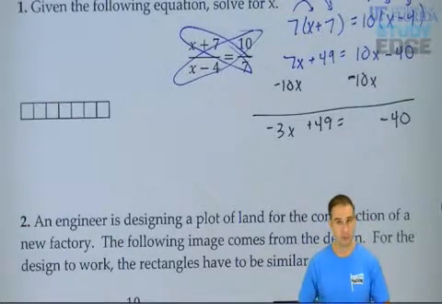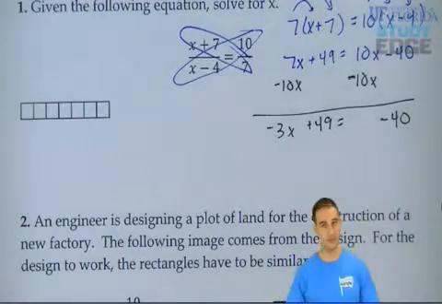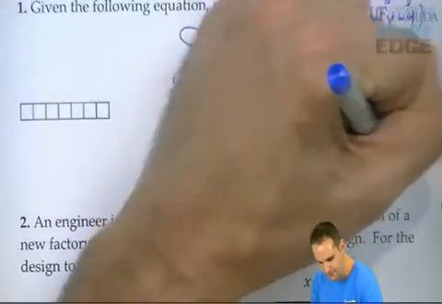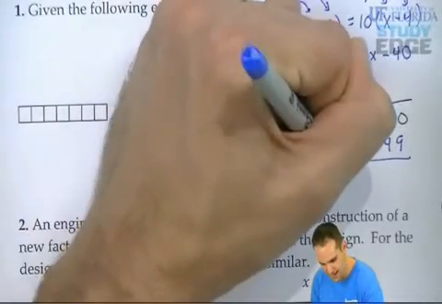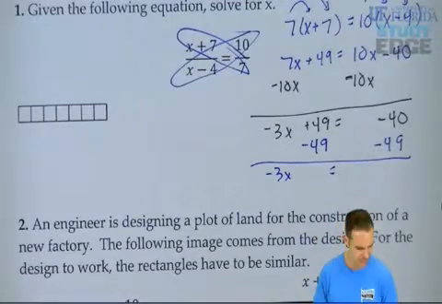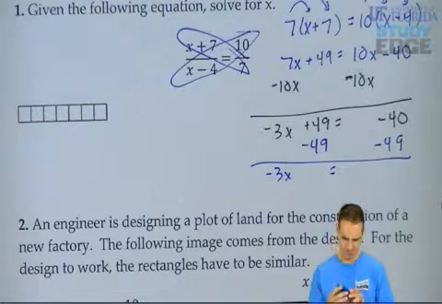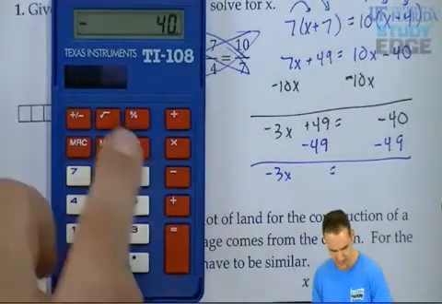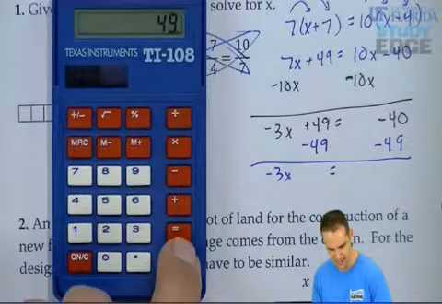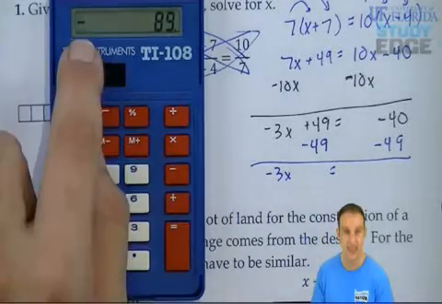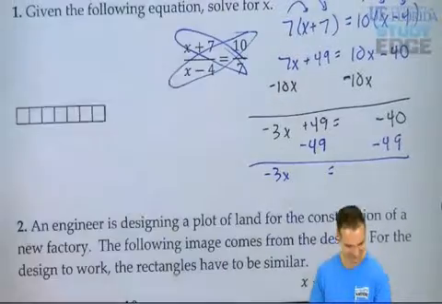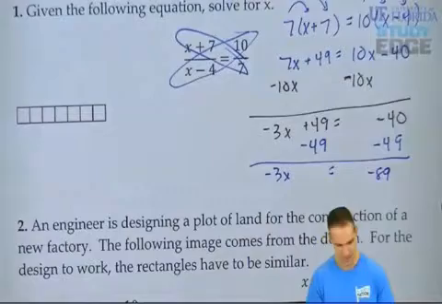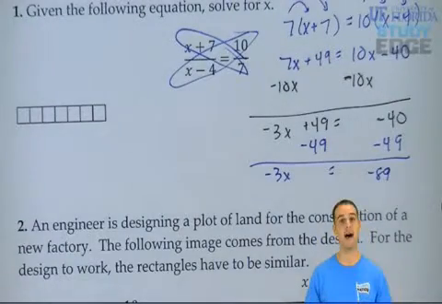I got my variables on one side. Let's get our constants on the other. The inverse of adding 49 would be subtracting 49 from both sides. Negative 3x equals negative 40 minus 49. Negative 40 minus 49 is negative 89. Lastly, divide both sides by negative 3.